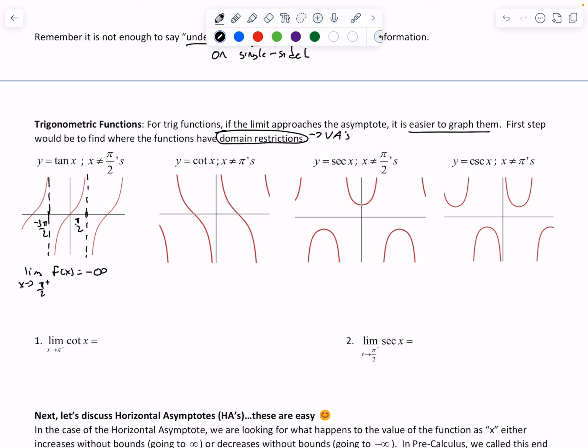Don't forget the function cotangent, the pi's and the zeros. So for example, here's 0, this would be pi, here is negative pi.